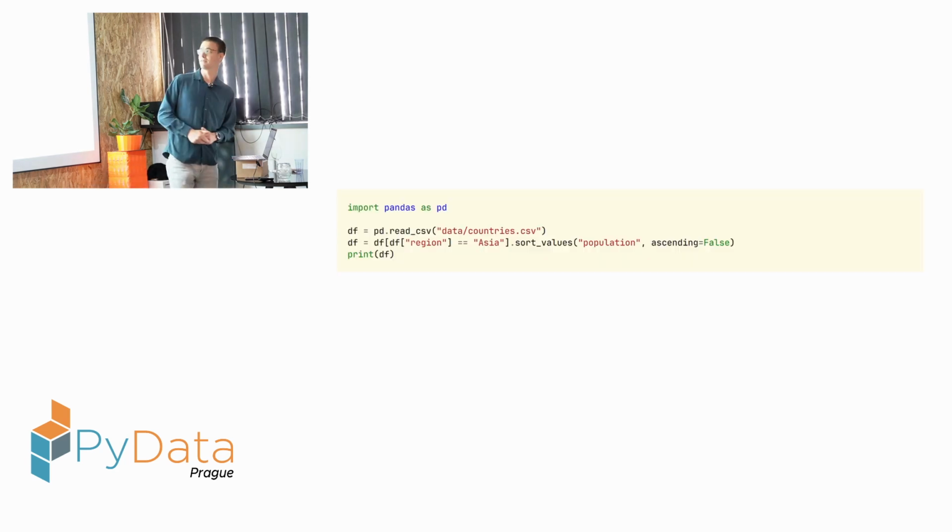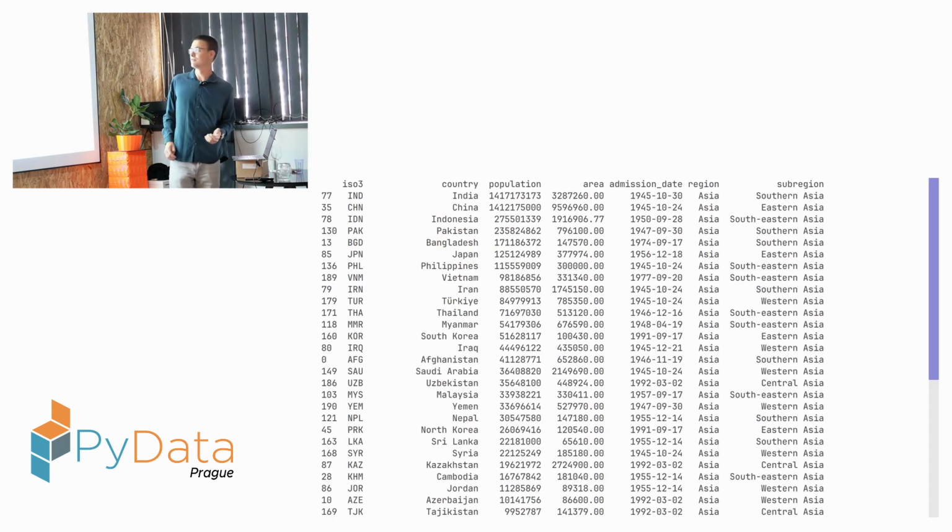So let's say that we have some pandas table. For the sake of simplicity, I just load the same table, and I also do the same operation, selecting the countries in Asia by their population. And actually, pandas does not do a bad job. If you just print a pandas data frame, you can already look at it and it's reasonable.